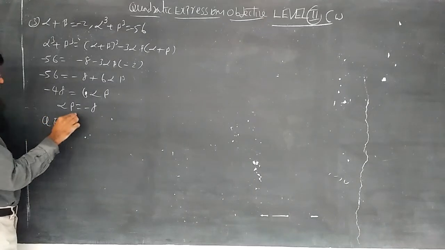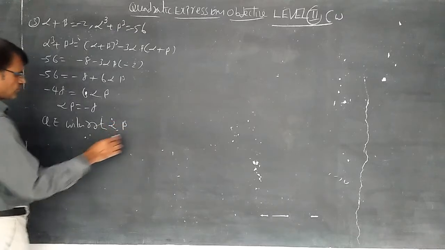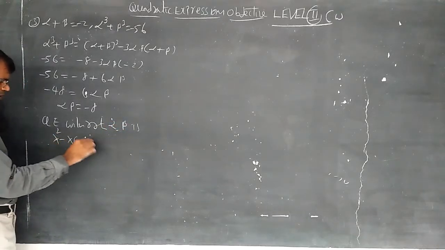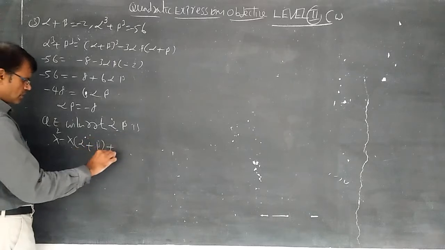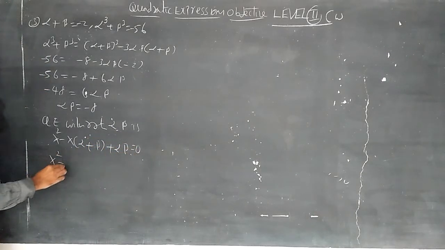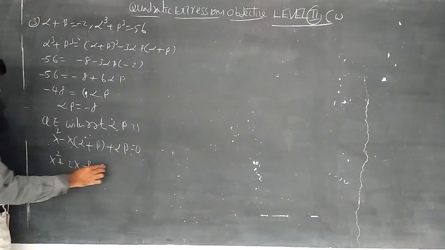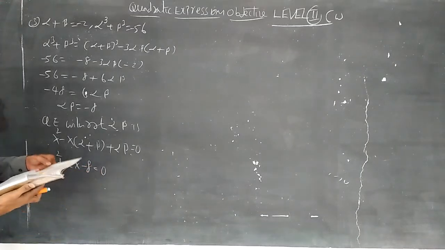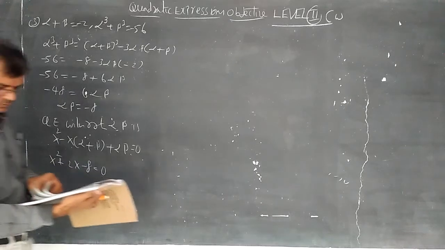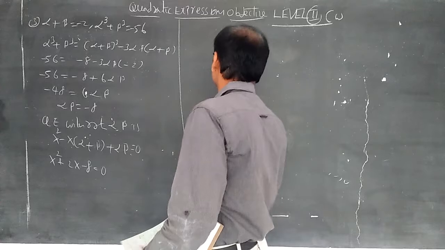QE with roots alpha beta is x square minus x into (alpha plus beta) plus alpha beta equal to 0. x square minus of minus, this is plus 2x minus 8 equal to 0. Yeah, fourth option. Next, fourth question.